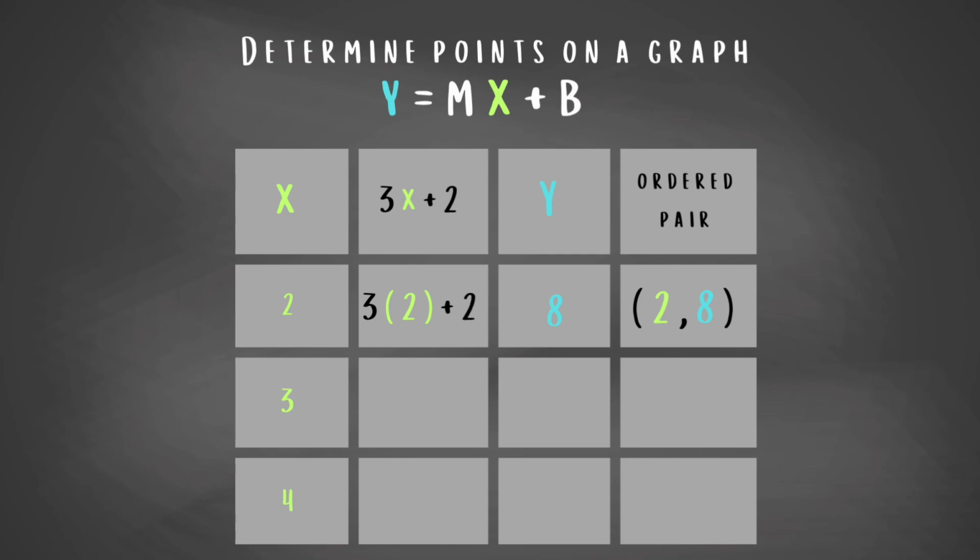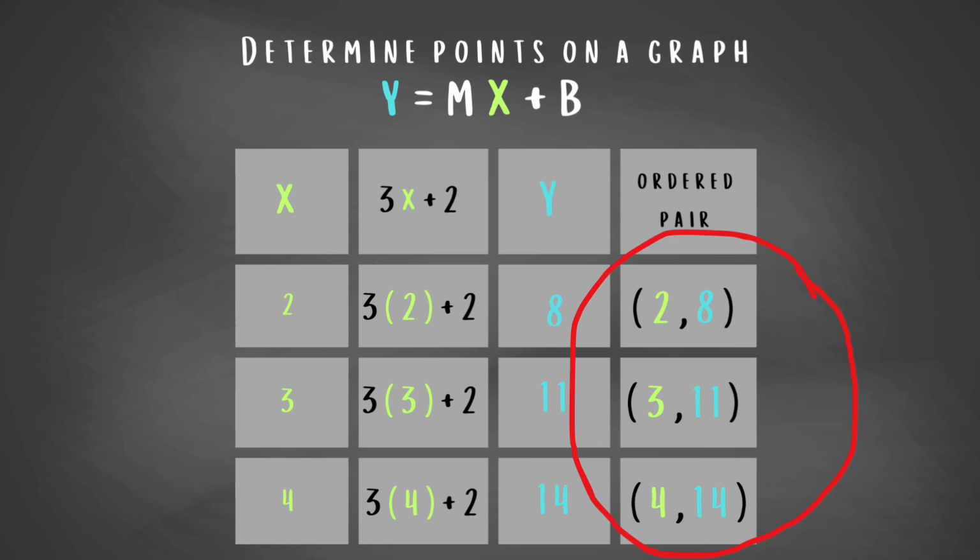We can go ahead and figure out the rest of our table by substituting the x values into our function. And then when we get that answer, that is our y value. And at the end, we'll have a whole bunch of ordered pairs or points to go on our graph.